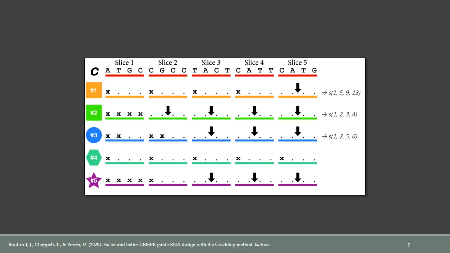If we look at slice number 5 for C, which has the identity of CATG, you will notice that there are some arrows on top of slice number 5 for target sites 1, 2, 3, and 5. That means C and those target sites have slice 5 in common. Based upon this, we will assess how many mismatches there are between C and each of those target sites, and if there is 4 or less, then we will score them due to their off-target risk.